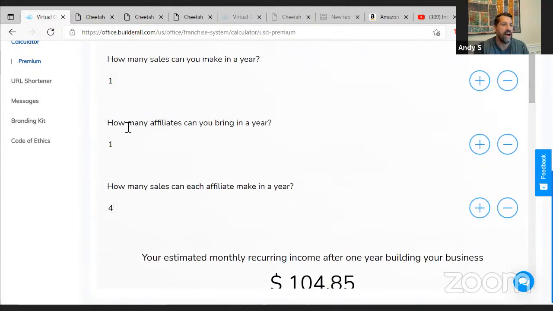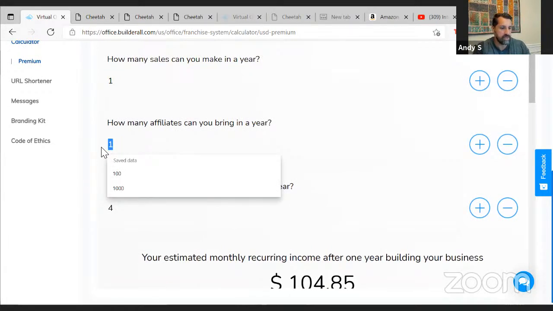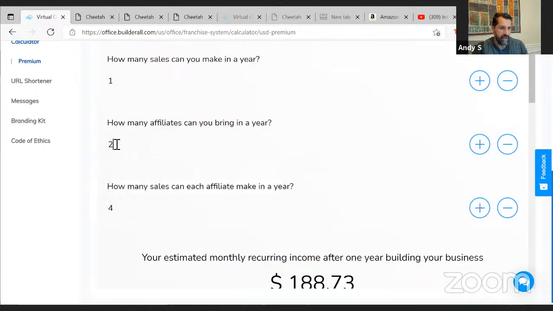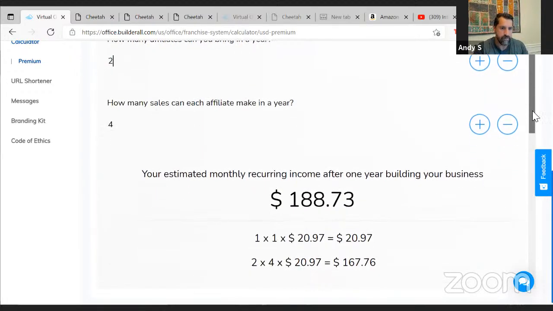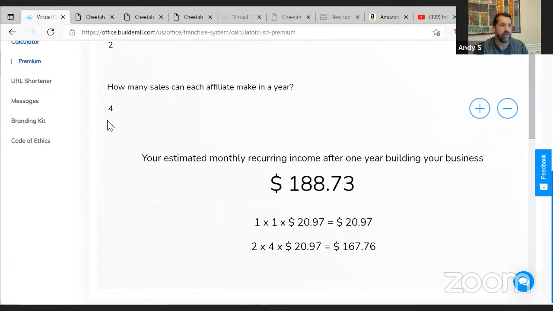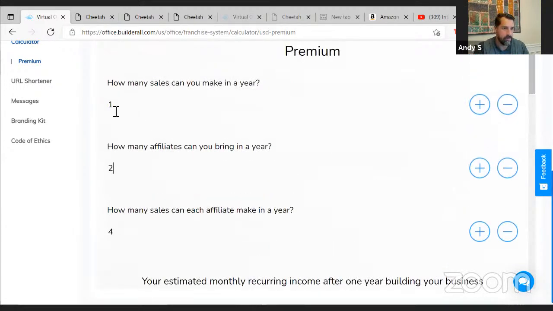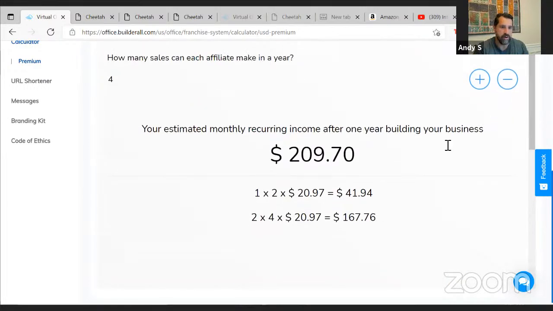Let's just look at it. Let's say I have 2 people, okay? And those 2 people got 4 people each. So now I'm at, well, let's see, hold on. Let me put this 2 in here, okay. All right, so those 2 people that I got, they made me 41, but then those people, we put 4 people underneath them, 167. Now every month you're making $209.